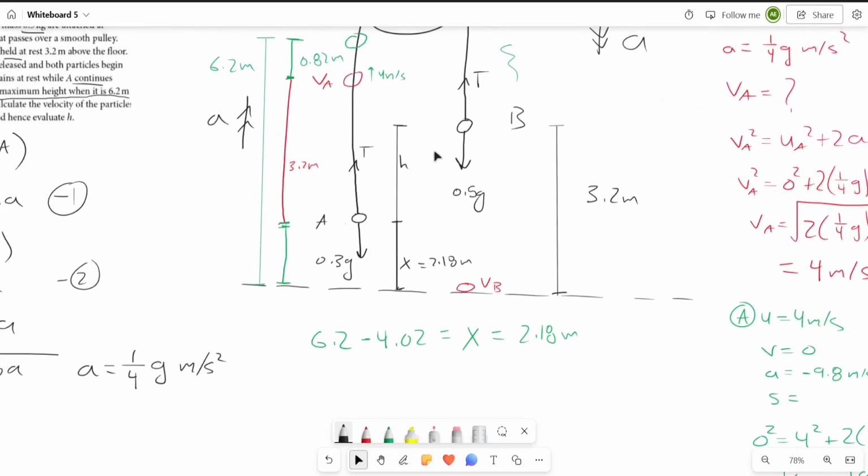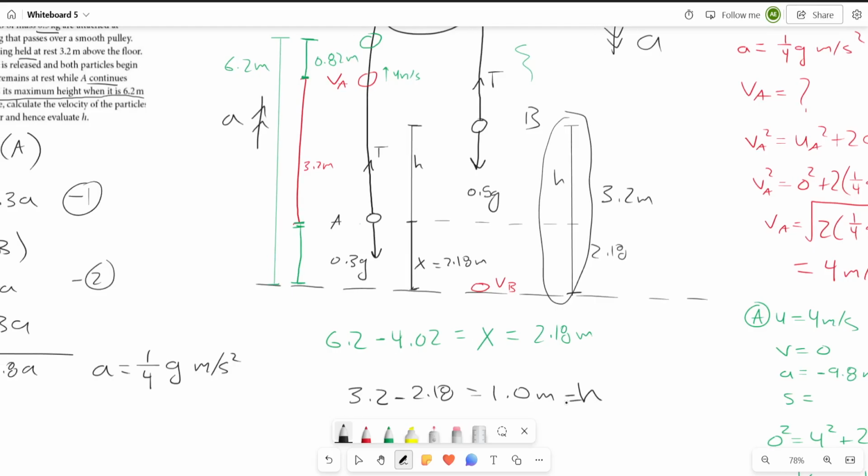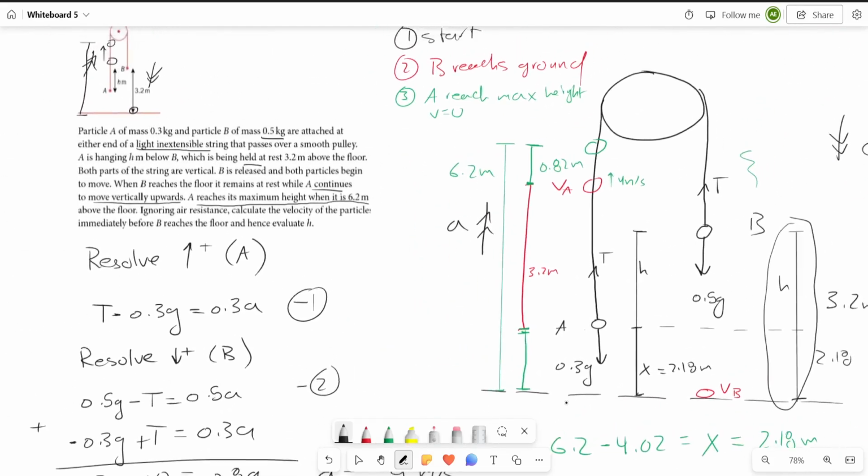The question wants h. I know that h is the difference between A and B, and I know from the ground to B is 3.2. So this whole thing is 3.2, and this part, which is x, is 2.18. The rest is h. So to find h, I'm basically going to do 3.2 minus 2.18. This is going to give me an answer of around 1.0 meters for h. This is the answer for this question.